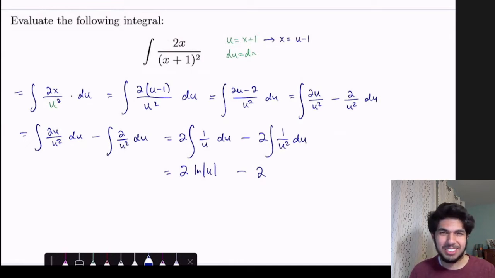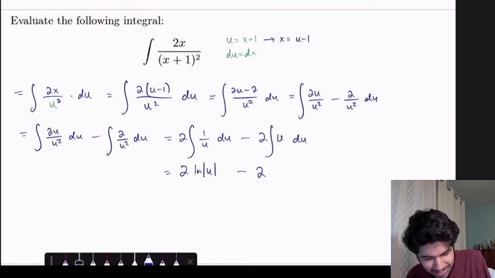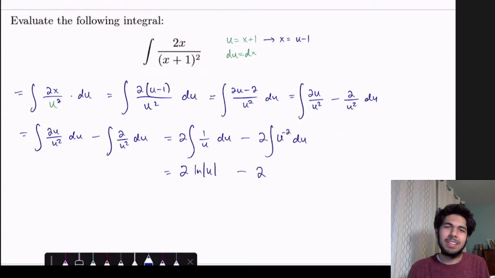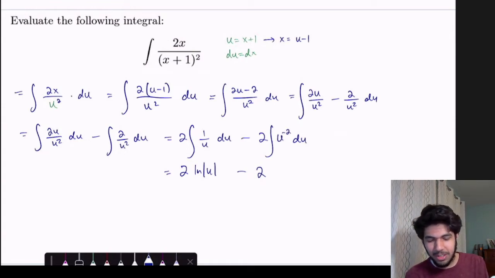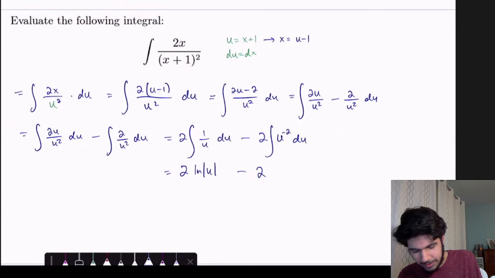This is something that always tripped me up when I was learning about natural logs, is that 1 over u squared, it seems like it uses the natural log. But what happens if I rewrite it as u to the negative 2 power? Now it's just a power rule question.